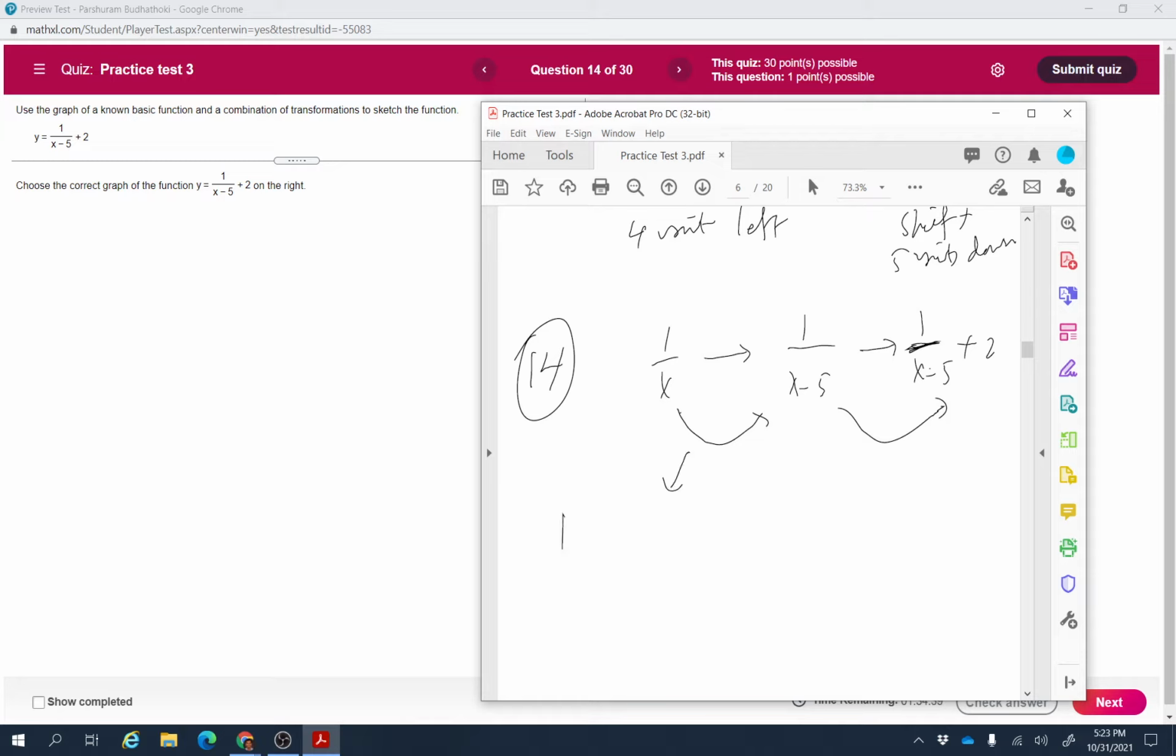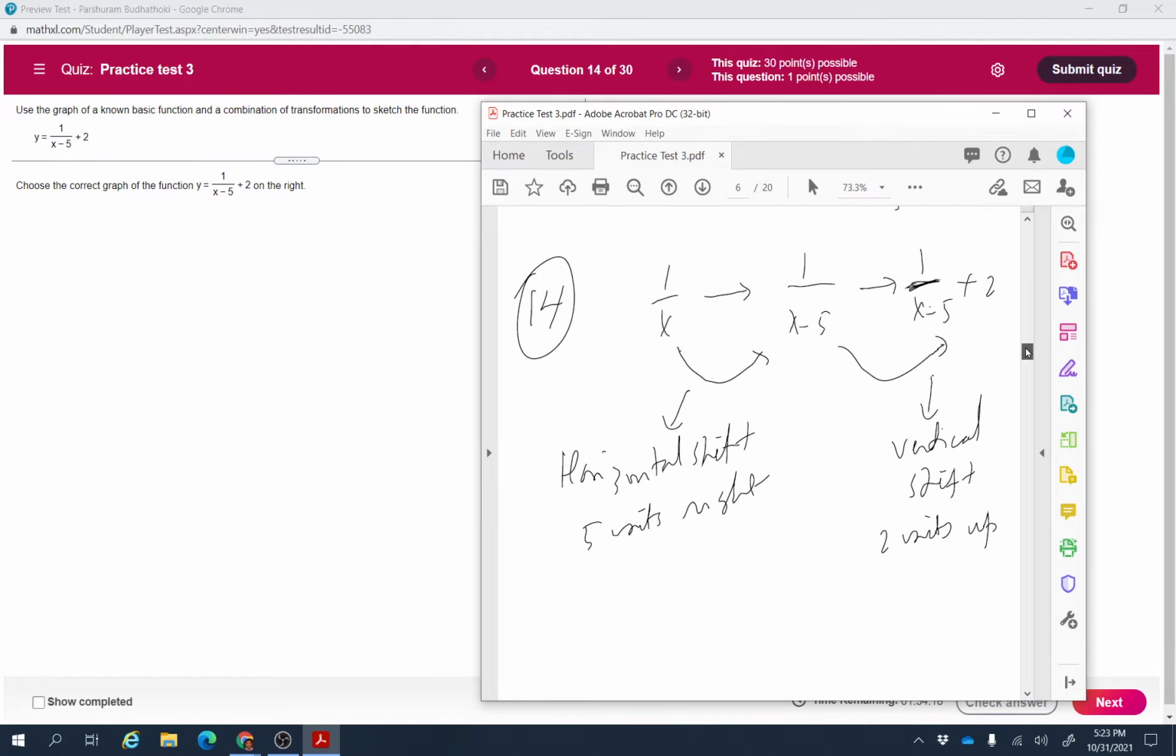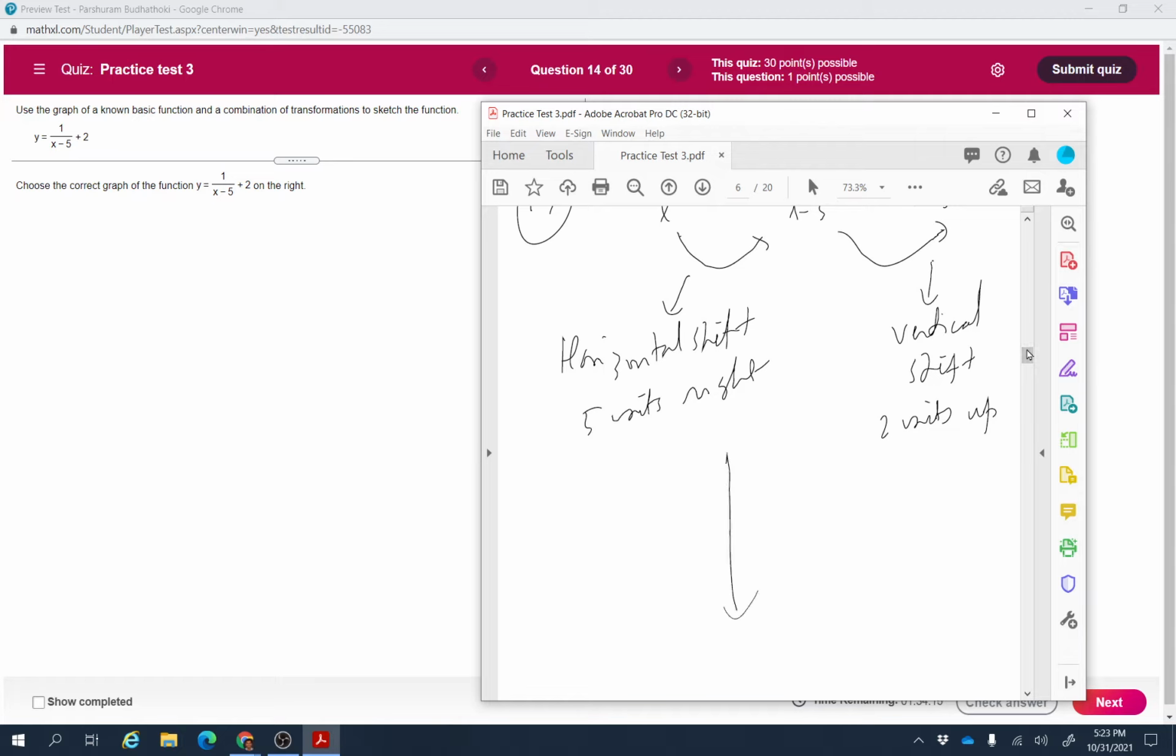So this one is a horizontal shift 5 units right, and this is a vertical shift 2 units up. Okay, so the graph of the reciprocal function, we already know it. The basic graph should look like this. We are taking this graph, taking everything 5 units to the right and then 2 units up.